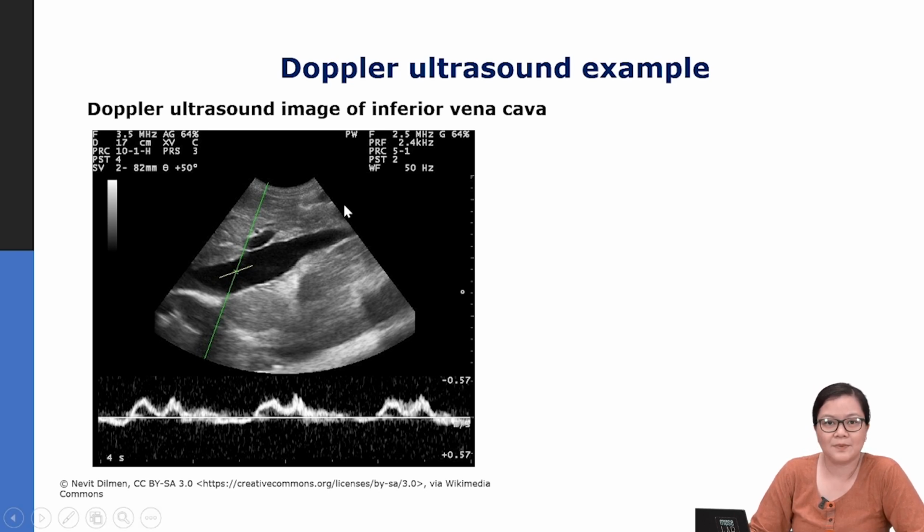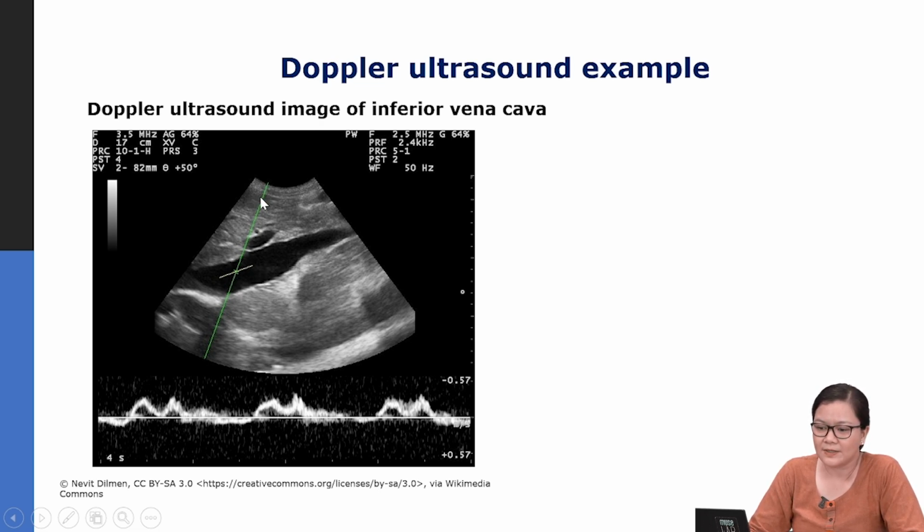And here's one example of a Doppler ultrasound, where now we are imaging the inferior vena cava. The inferior vena cava is one of the large blood vessels, one of the large veins that send blood back to your heart. It's a fairly large vessel here. And what this examination is doing is looking at the blood flow of that inferior vena cava.